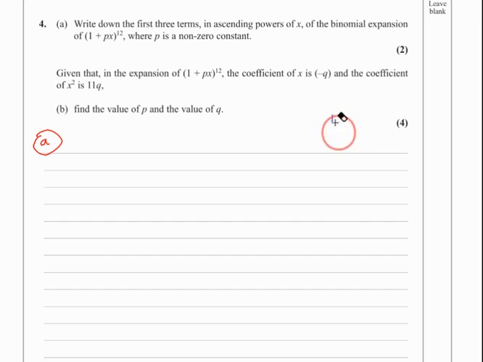So we can already see how long that's going to be. Okay. So if I have (1 + px)^12, my first term is going to be 12 choose 0 multiplied by 1 to the power of 12 multiplied by (px) to the power of 0. This is me being extremely systematic. It might be a bit of an overkill, but at least you get the pattern.